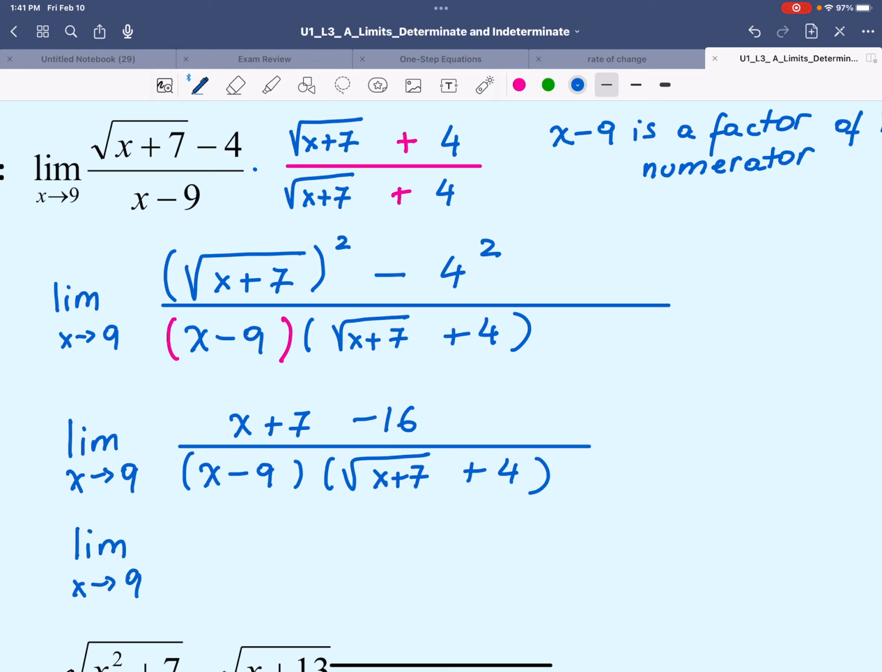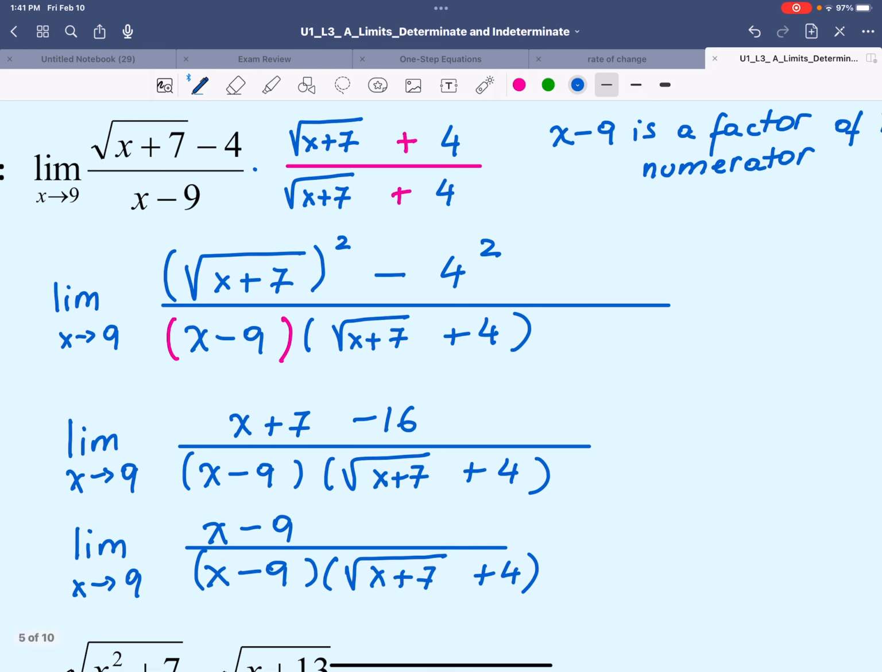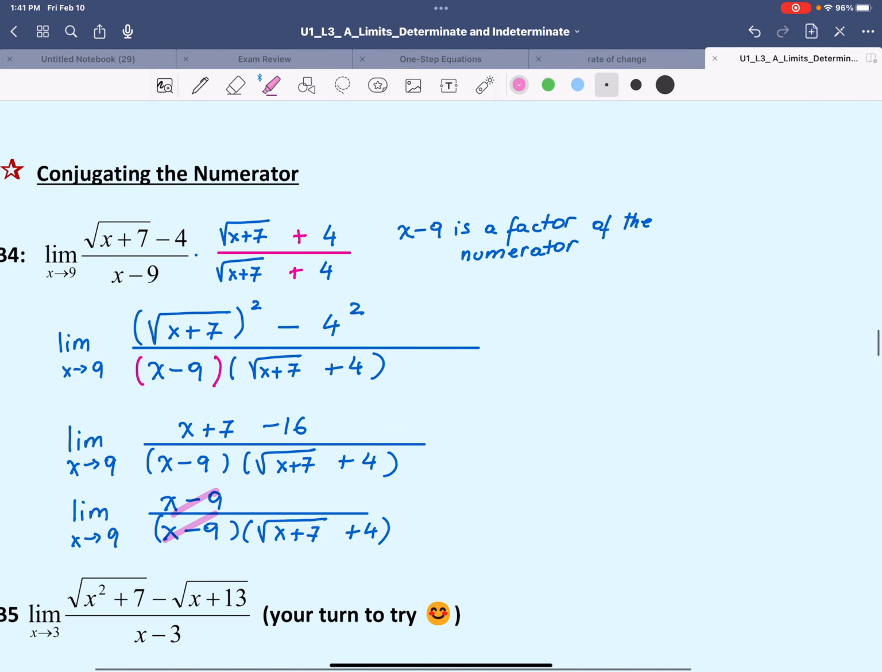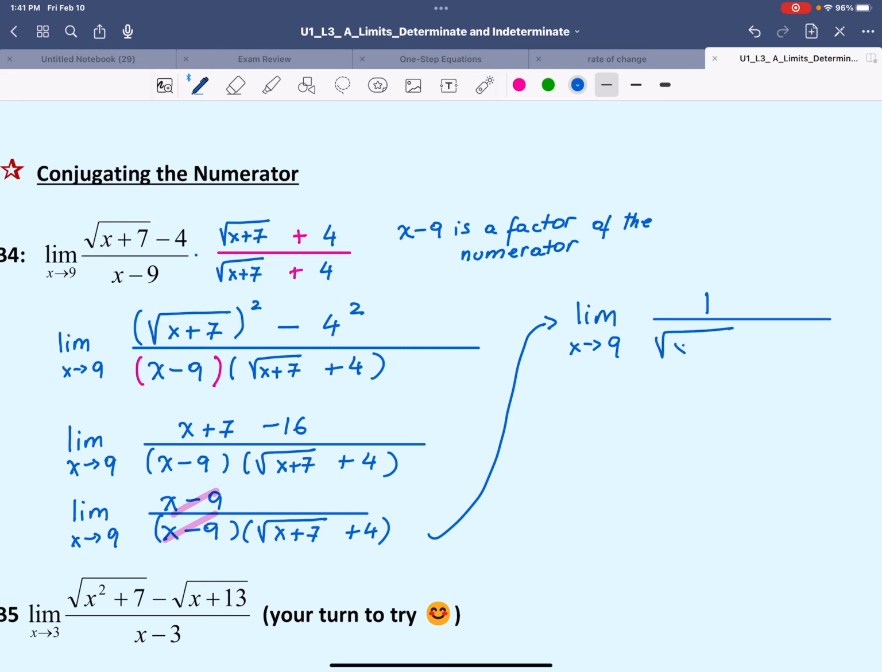So x approaches 9. As you can see here in the numerator, we obtained 7 minus 16, negative 9. Exactly what we wanted. And you have to keep writing this conjugate here, which is kind of tedious, I admit, but we have no other choice. And now is the fun part. We will cancel, and the limit is now in a more simplified form. So x approaches 9, and then we have 1 over the root of x plus 7, plus 4.